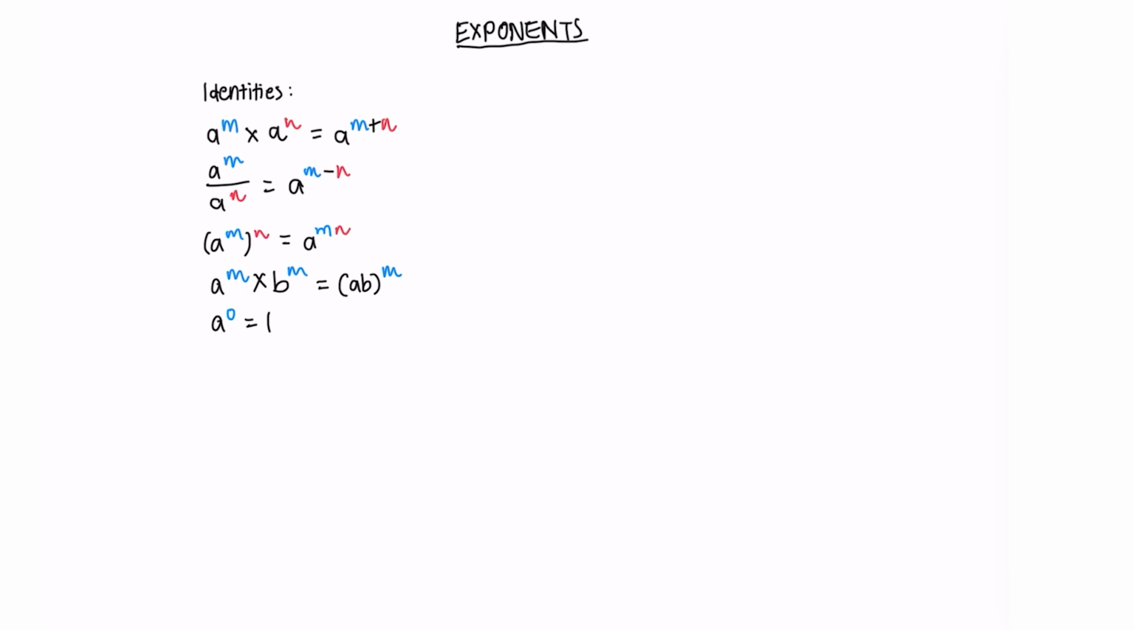Next one, a to the power of m times b to the power of m is just (ab) to the power of m. So let's say if we have 2 cubed times 3 cubed, this is just 6 cubed. This makes sense because we have 3 copies of 6 each. And finally, a to the power of 0 equals 1.